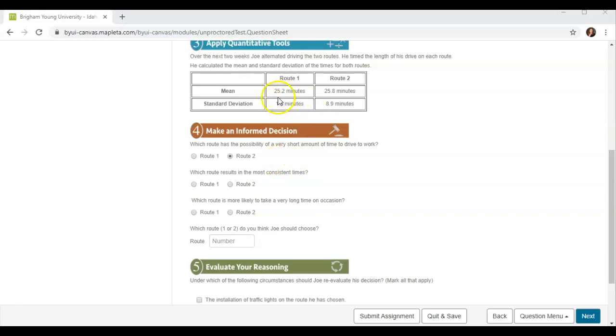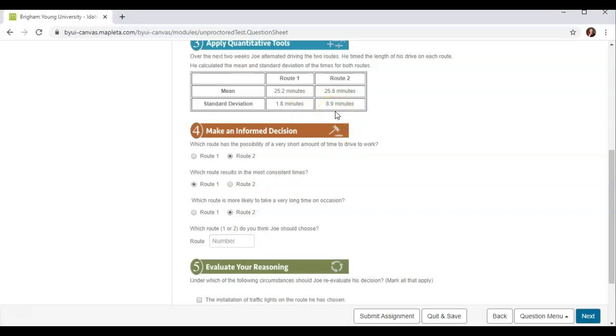As described, the standard deviation of 1.8 minutes has much less spread around the mean of 25.2. So Route 1 will be a much smaller and more consistent time. Smaller spread, more consistent. The next one, which route is more likely to take a very long time on occasion? That's very similar to the first one and we already talked about it. So it's Route 2 because the standard deviation has a much wider spread.